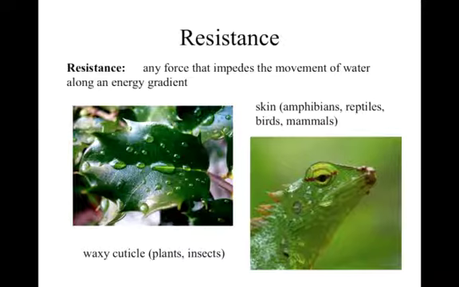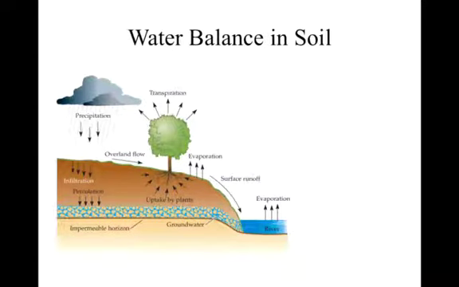With animals, it tends to be with our skin. So amphibians, reptiles, birds, and mammals tend to have skin that resists the loss of water. Plants have waxy cuticles. Insects also have waxy cuticles, and these are layers that prevent the water from moving in the direction it would like to move. All right.